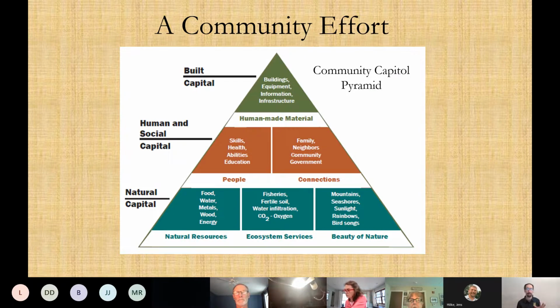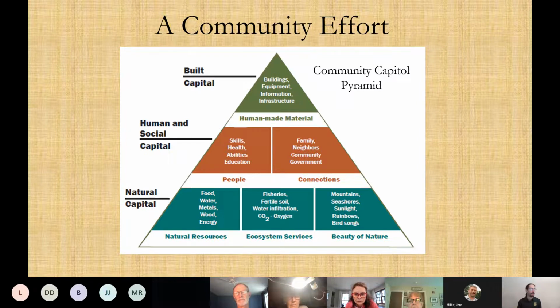This is the community capital pyramid, and it's a way to show how planning for infrastructure, community values, and natural resources are interconnected. The pyramid illustrates how built capital at the very top is a product of the human and social capital in the middle, and social capital ultimately relying on a foundation of the natural capital down there at the bottom, those natural resources, the ecosystem services, and some more intrinsic values like the beauty of nature. So we need healthy ecosystems to keep this pyramid standing.